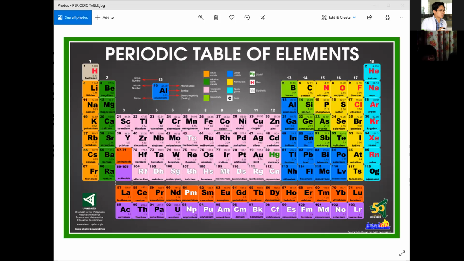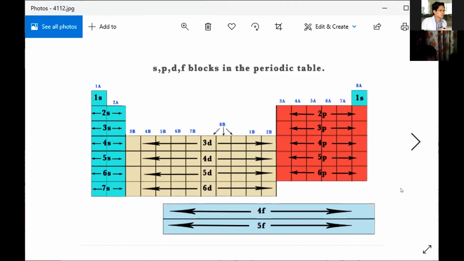Okay, let me share my screen. This is the S and the P block. Can you see my shared screen now? Grade 8? Yes, sir. Okay, this is the S block, and this is the P block, which contains now your representative elements. How about the B block?